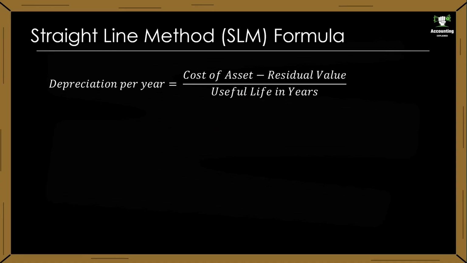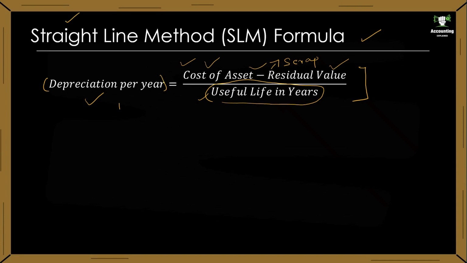Now, let us see the formula for calculating depreciation under straight line method. So, the formula is depreciation per year is equal to cost of the asset minus residual value, the other name for residual value is scrap value, divided by useful life in years. All this information will be given in the question. You just have to take the information and incorporate it in this formula. Under straight line method, the depreciation every year will be equal or uniform throughout the useful life of the asset.